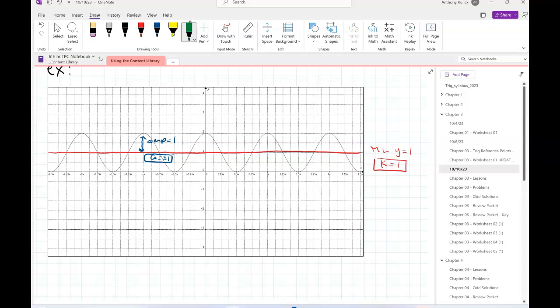My suggestion here, since there's a lot of periods to look at, sometimes that's hard. I'm just going to go from one minimum to the other minimum.